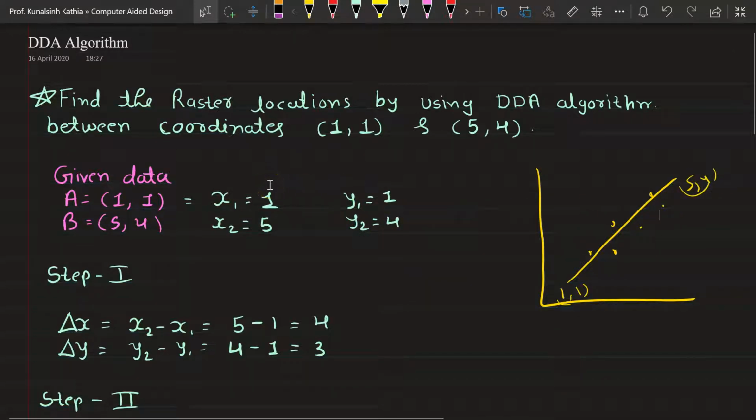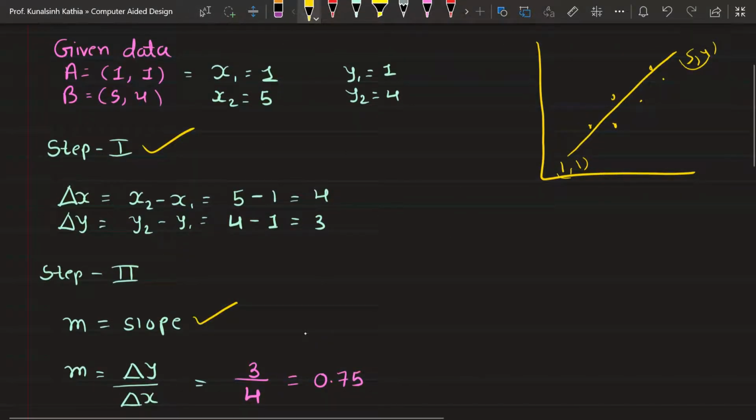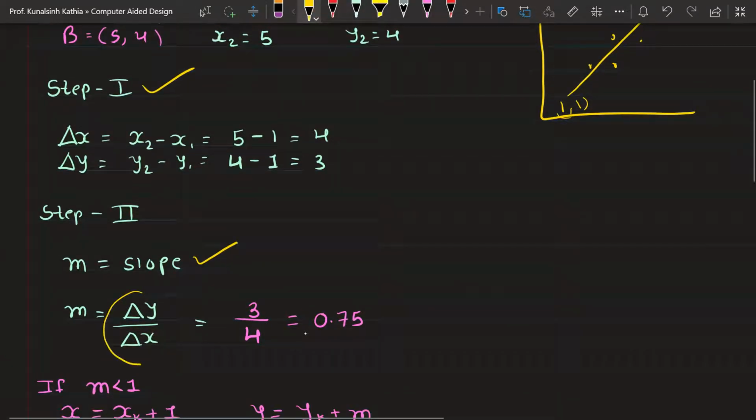Step 1 is to calculate delta x. Delta x is equal to x2 minus x1. Placing those values, 5 minus 1 is equal to 4. Similarly, delta y is y2 minus y1, 4 minus 1, which is equal to 3. In the next step, I will calculate the slope, called m. The equation for slope is delta y by delta x. So delta y is 3 and delta x is 4, and 3 divided by 4 gives me 0.75.